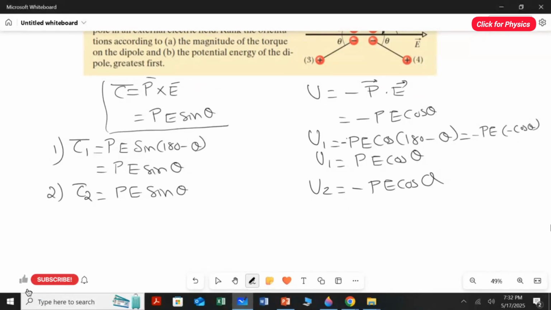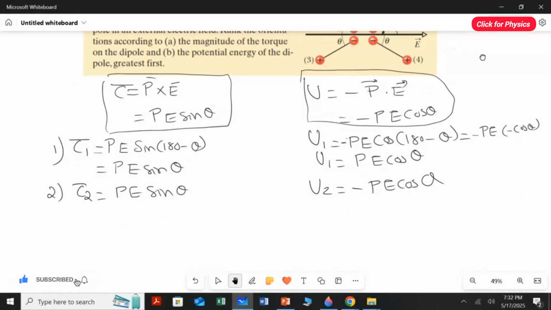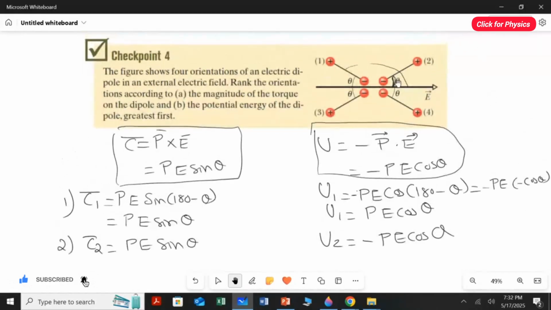So better I can make a box here, so don't get confused about this. So this is the formula. I'm just applying the angle in this formula. If you see the second dipole, the angle is exactly theta with respect to the electric field. But for the first one, this is the theta, so we need this angle. That's the reason we put 180 minus theta for the first part.